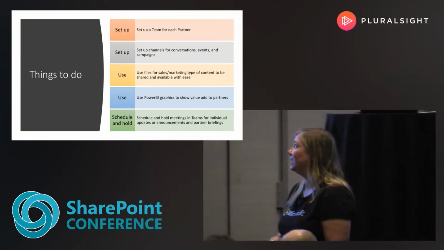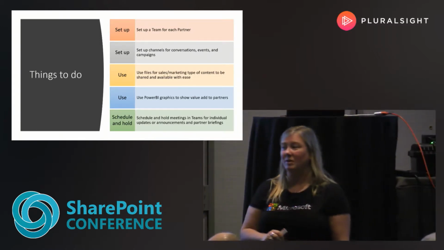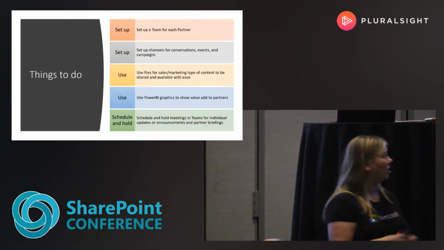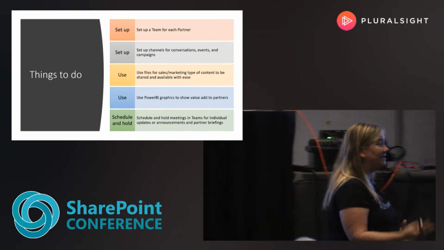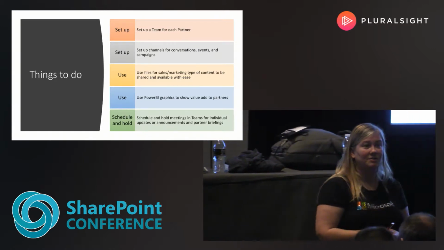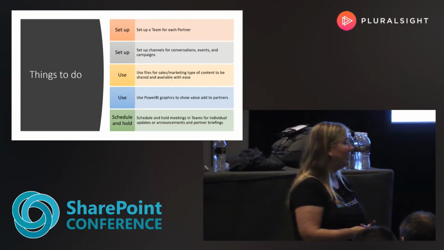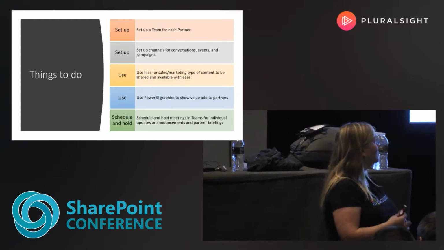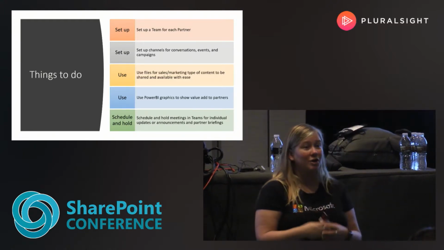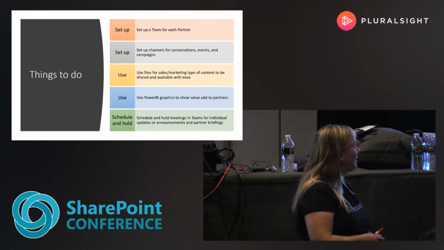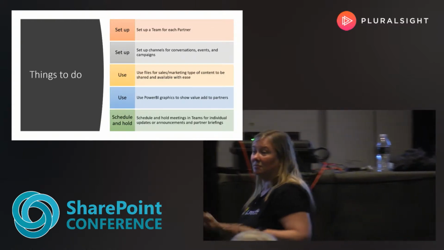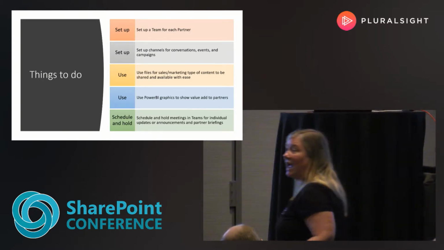So the things to do here: set up a team for each one of those partners, set up maybe different channels, things like conversations, things like events, that I might have a partner event, or different campaigns that I want to showcase, and different information around those campaigns. Use the files area for your sales and marketing slicks, your data sheets, whatever the case may be, that they can then go and self-pull, and I don't have to do much work managing all of that admin stuff.